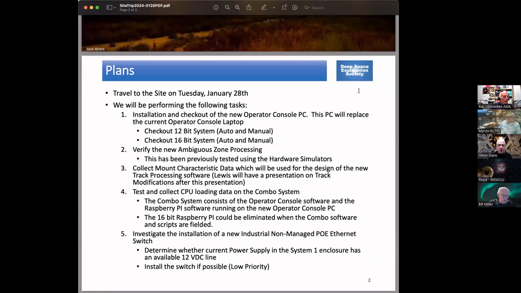And once we do the replacement of the PC, then we're going to check out both the 12-bit and the 16-bit systems, the automatic and manual processing. I already have those installed on the box here, and I've checked it out with the simulators. So I'm hoping that'll be a relatively easy thing to do once we get down there, but you never know what's going to happen. So that's the main thing we want to do once we get down there.